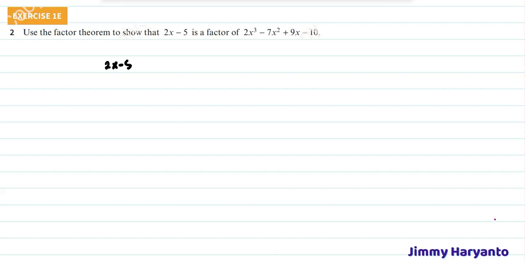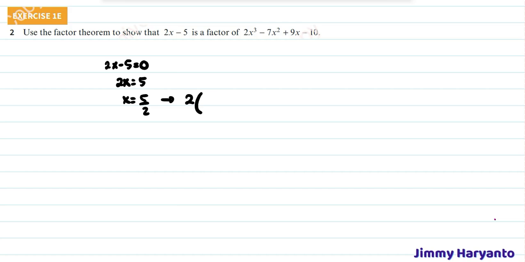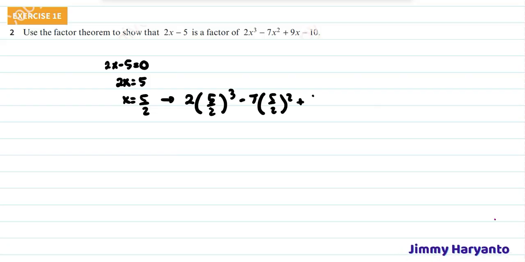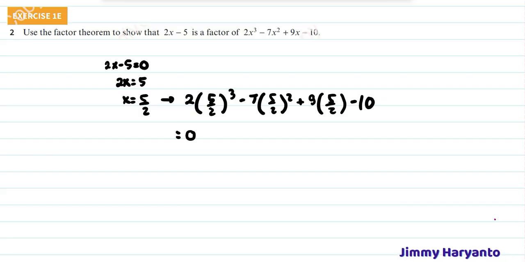From 2x minus 5, you have to make it 0, and then find the value of x. x equals 5 over 2, and then input it into the polynomial. 2 times (5 over 2) cubed minus 7 times (5 over 2) squared plus 9 times 5 over 2, and then minus 10. And the result for this one is also 0. That means 2x minus 5 is a factor.